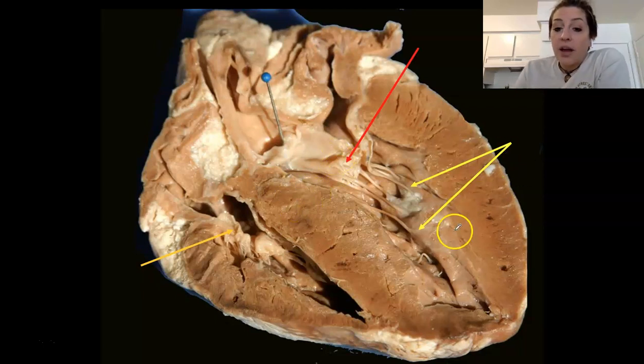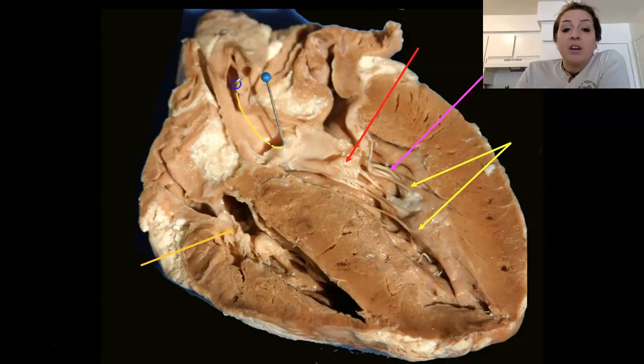Then these yellow arrows are pointing to the papillary muscles. These papillary muscles are attached to what this purple arrow is pointing to. This is your chordae tendineae or your heartstrings. These are attached to both the tricuspid and the bicuspid valve. Where this pin is right here, this is the aortic semilunar valve. Once oxygenated blood passes through that aortic semilunar valve, it then exits the heart via the aorta.